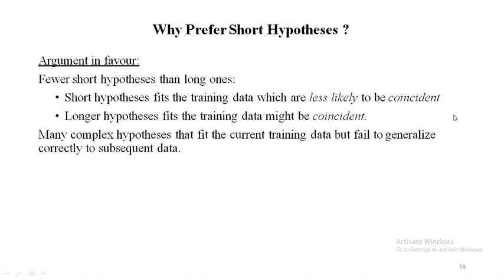They may not be coincident with the training data, whereas a longer hypothesis that fits the training data might be coincident. And also, many complex hypotheses fit the current training data but fail to generalize correctly to the subsequent data.